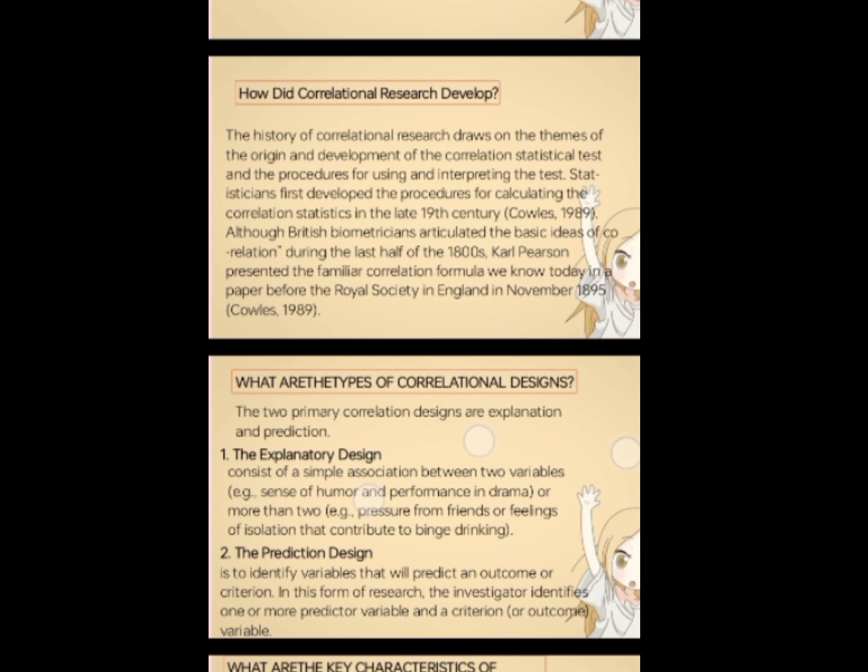Then, so the next, what are the key characteristics of correlational designs? As suggested by the explanatory and prediction designs, correlational research includes specific characteristics: displays of scores, scatter plots, and matrices, associations between scores, direction, form, and strength, multiple variable analysis, partial correlations, and multiple regressions.